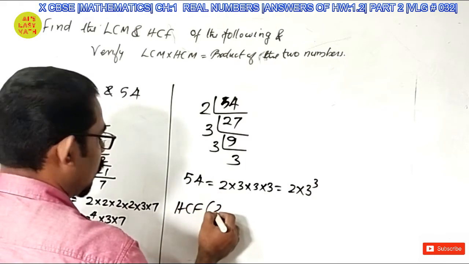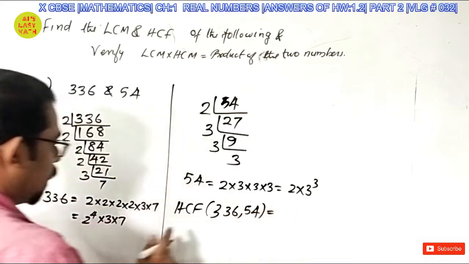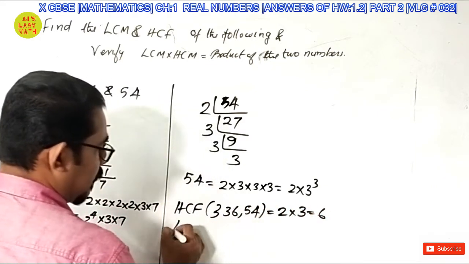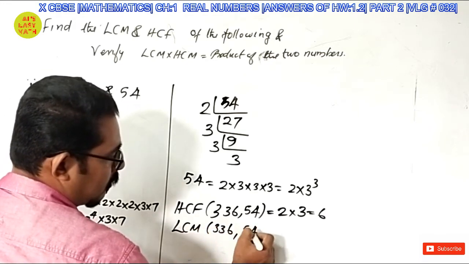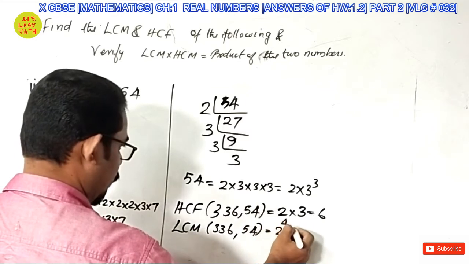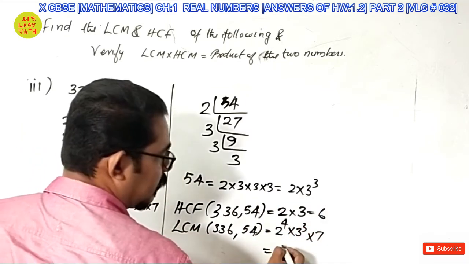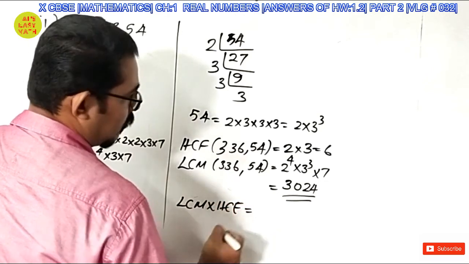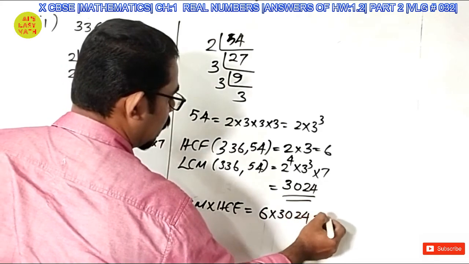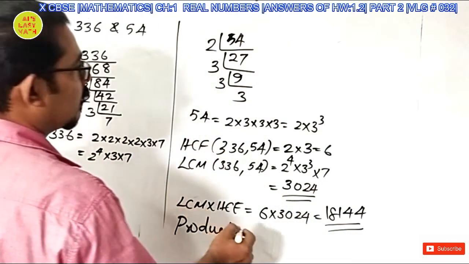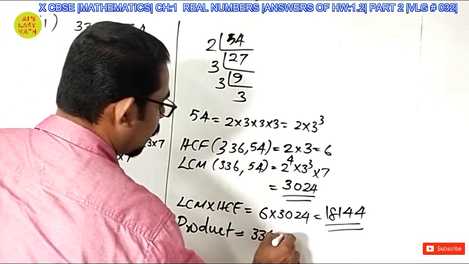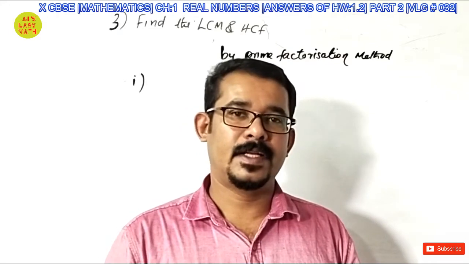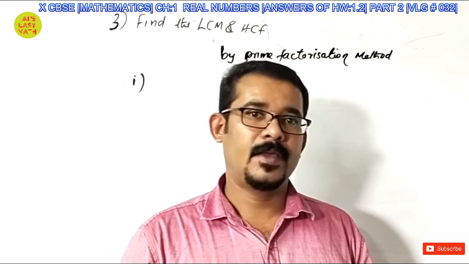So HCF of 336 and 54 will be the lowest power of 2, which is 2, then we have 3, so it will be 6. LCM of 336 and 54 will be the highest powers: 2 raised to 4, 3 cube into 7. It is 3024. So LCM into HCF equal to 6 into 3024, which makes 18144. Product of the two numbers 336 and 54 is 18144. Correct.